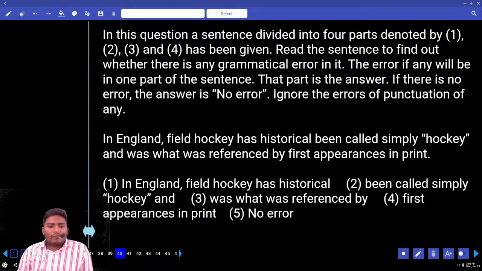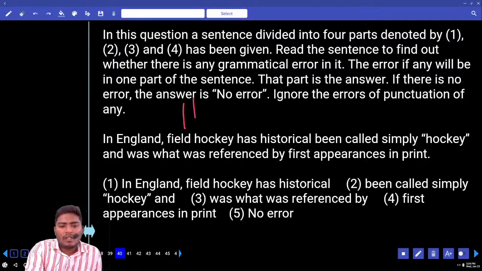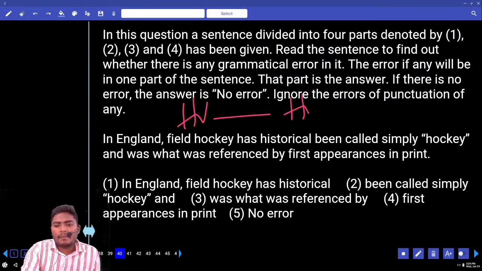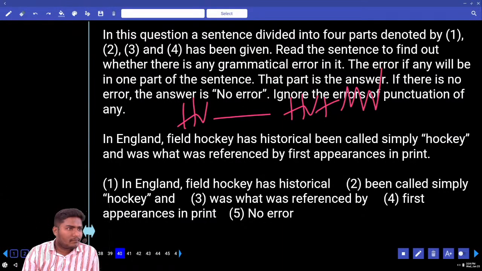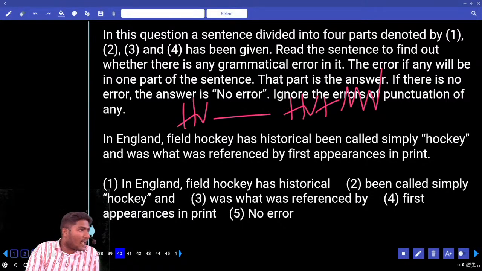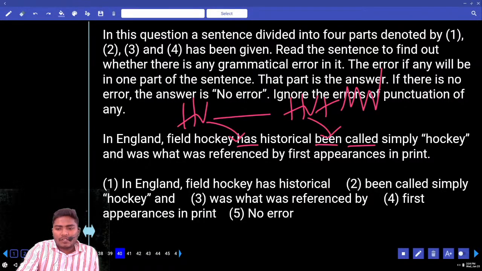In England, field hockey has historically been called... Look at the combination adverb rule: helping verb, blank, helping verb plus main verb. What do you need in the blank? There are two helping verbs. Where do we find this type of combination of two helping verbs? Have been, has been, had been. Was being, were being, are being, is being, am being. These are the combinations of two helping verbs. Now, has been called: first helping verb, second helping verb, then the main verb.